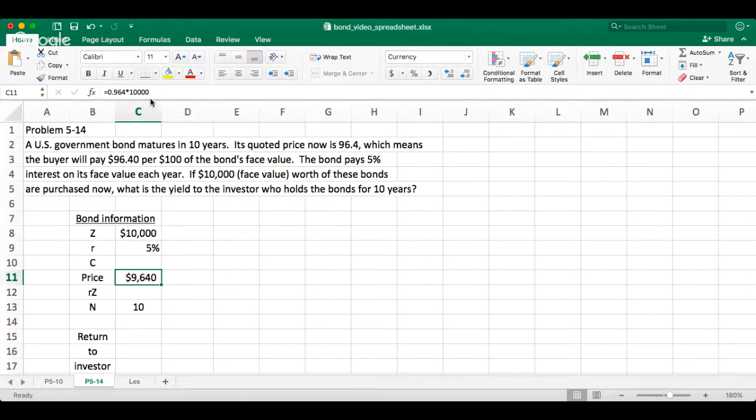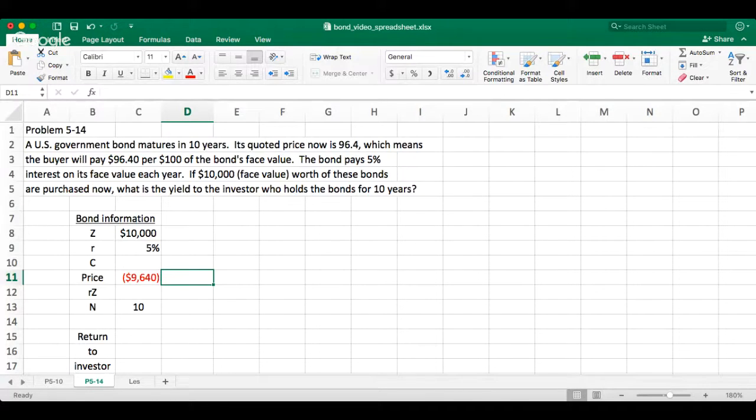However, let's make note, we need to make that a negative value because it's a cash outflow. The purchase of the bond is a cash outflow. And if we want our function to be easy to use, we'll keep our signs correct in our data for the problem.